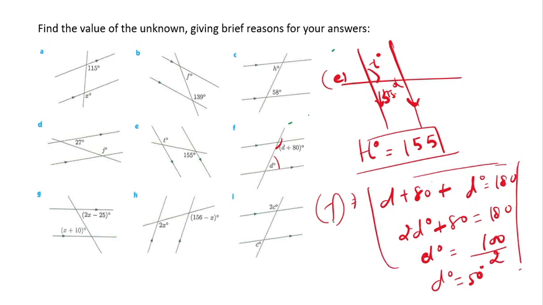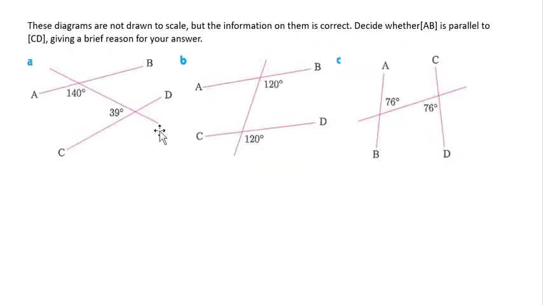So in the next question what you have to check: these diagrams are not to scale, but the information on them is correct. Decide whether AB is parallel to CD, giving a brief reason for your answer. You have to check whether they are the parallel line. For checking the parallel line, you have to check whether the corresponding angle, alternate interior angle, and the alternate exterior angle are equal. And one more thing is whether the same side interior angle on the transversal line are forming the supplementary angle or not.